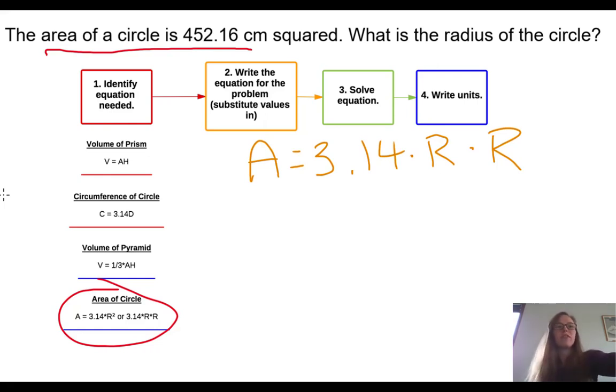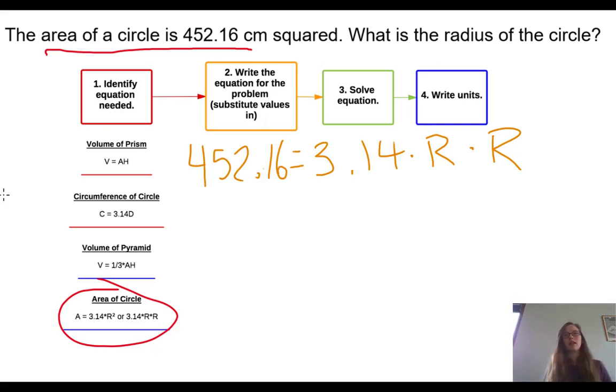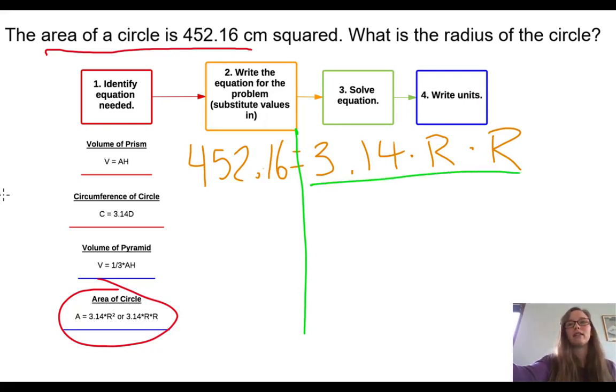Then we got to substitute the values in. So we know the area of this circle is 452.16. And we want to know the radius of the circle. So that's all the information I know. Now we need to solve it. So I draw my line down, and I'm trying to get r alone. So with the r on the right side is 3.14, and it's being multiplied, so we have to divide.